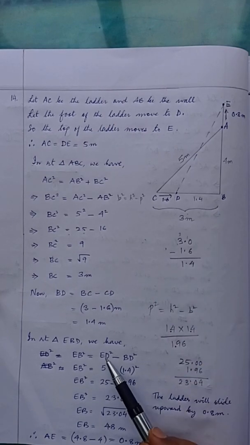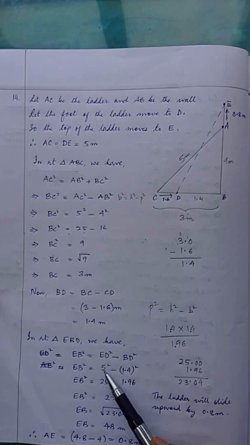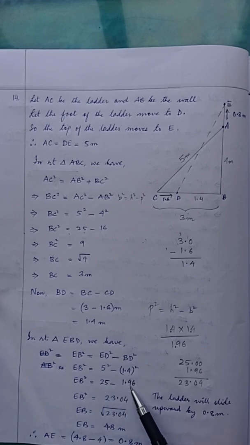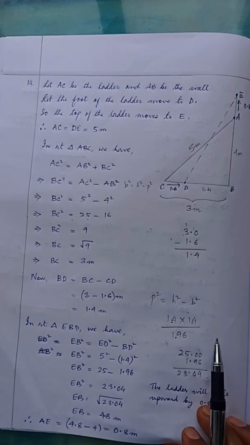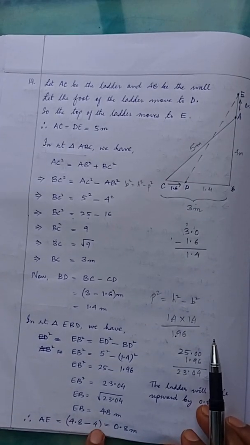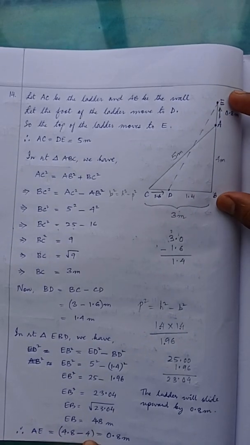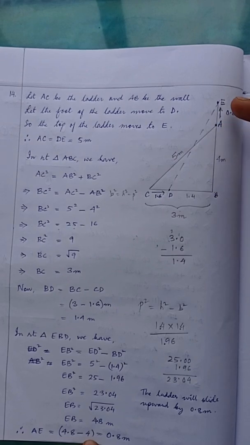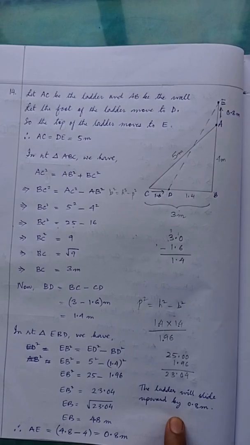So we'll just put the values again, and you can see here the value of ED is 5, this is 1.4, 1.4 square is 1.96, if you subtract you'll get 23.04, the root of which is 4.8. So AE will be equal to, this is not visible properly, 4.8 minus 4. I have to find this AE. So AE is 4.8, this total gap is 4.8, minus 4 will give you 0.8. So the ladder will slide upward by 0.8 meter.